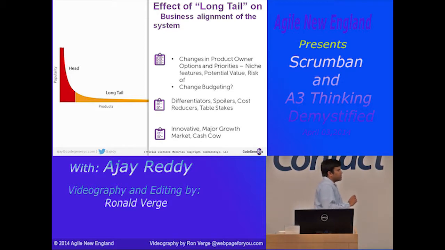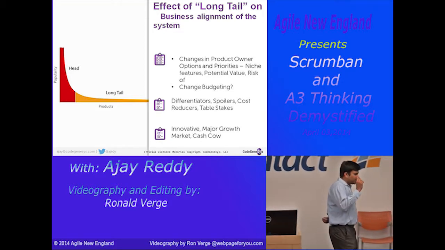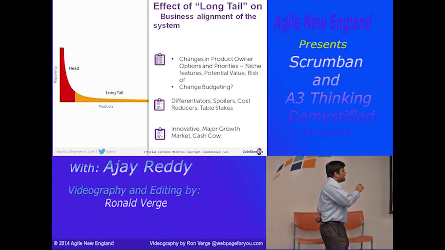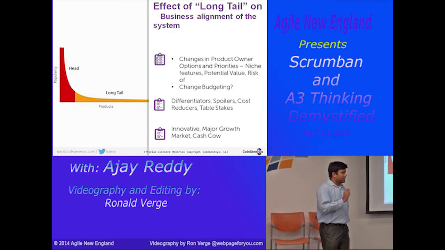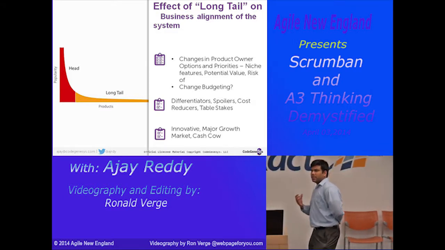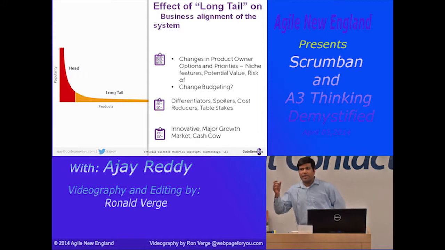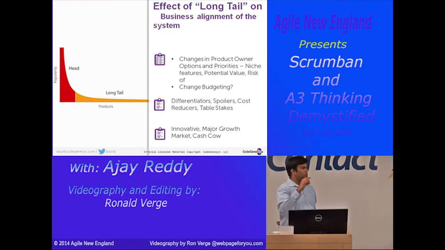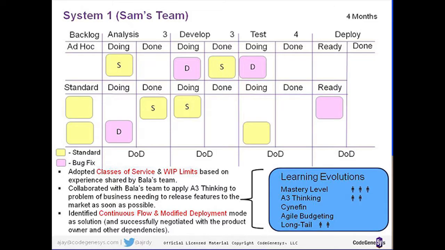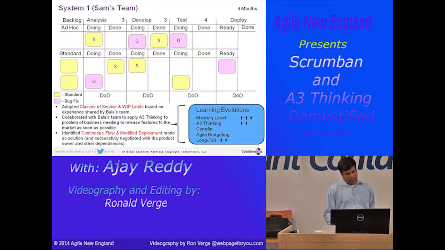And the way the teams started to understand this market-level and product-level stuff is by understanding what the differentiators are, what the spoilers are, the cost reducers, and table stakes. So these are all market risk things that were starting to get depicted on their Kanban boards, on their stories, on their features. Here's an example. You see the long tail model at the bottom.